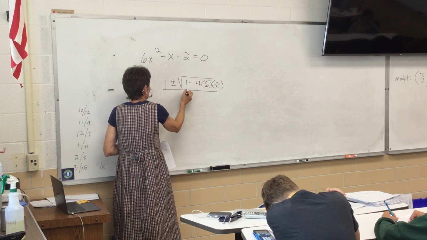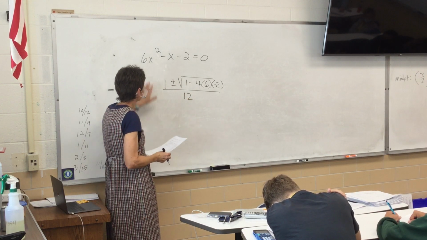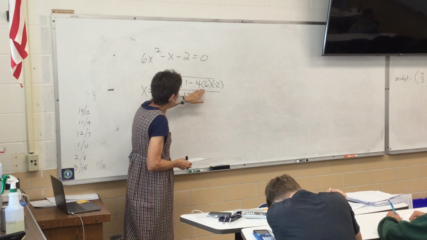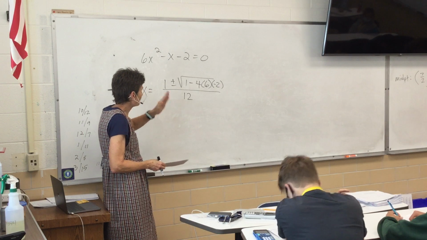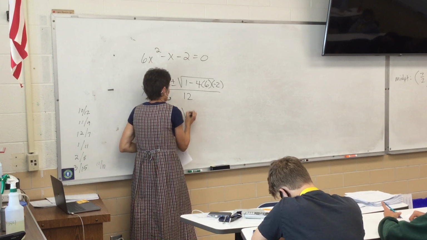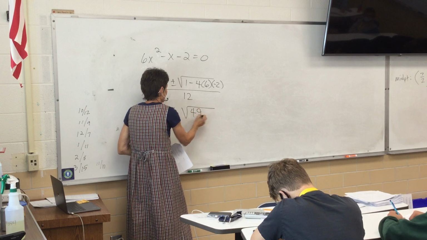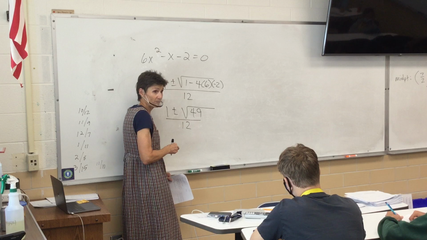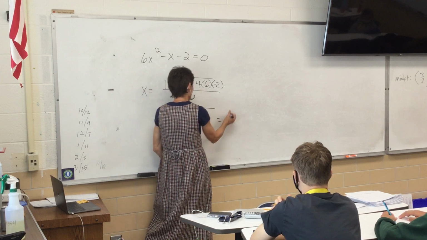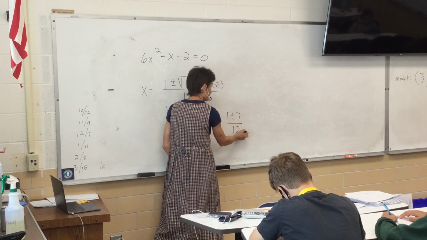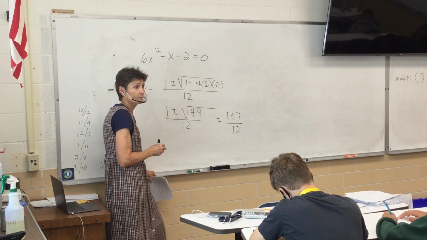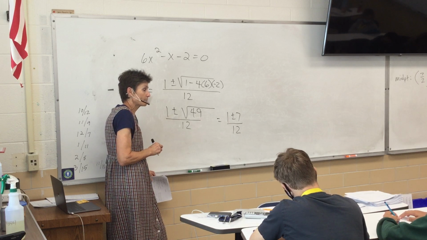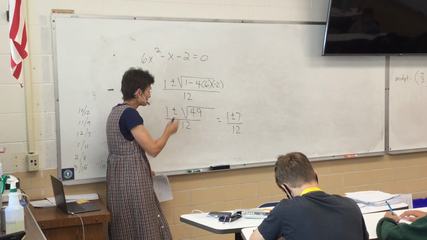Oh, this one does factor, but that's okay. All right, what's under the radical? Watch the negative signs. Make sure you're keeping track of all that. I got 49. And that's how I knew it factored, because 49 is a perfect square. So I'm going to get 1 plus or minus 7. And when that happens, you know you could have factored when you lose your radical. But that's okay. I'm going to get the same two answers.